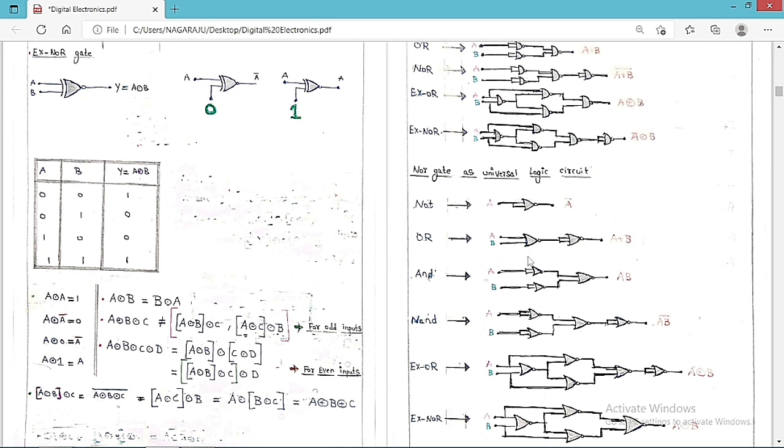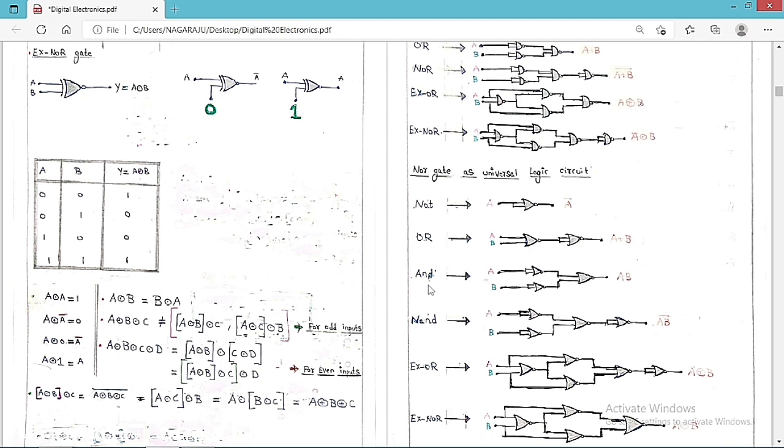So for the OR gate, I already told you this is called the NOT gate, so another NOT gate we have to keep here. To get the overall OR gate in terms of this circuit, we have to keep this here to get this one. So this is (A NOR B) complement, which is equal to A OR B.